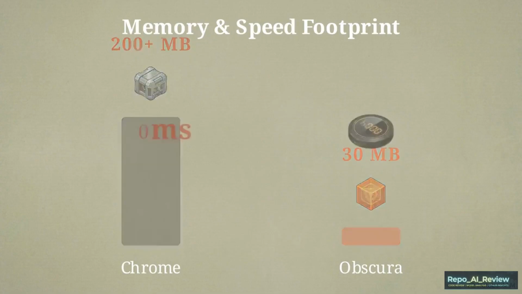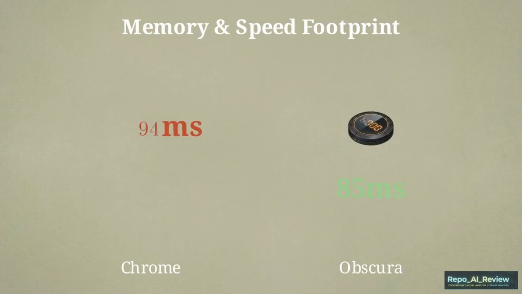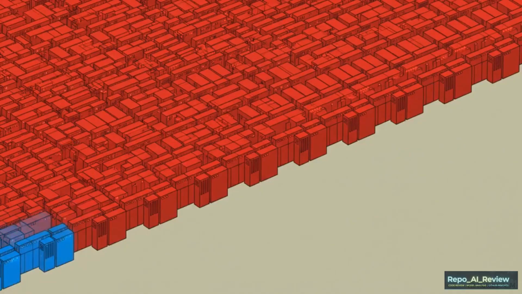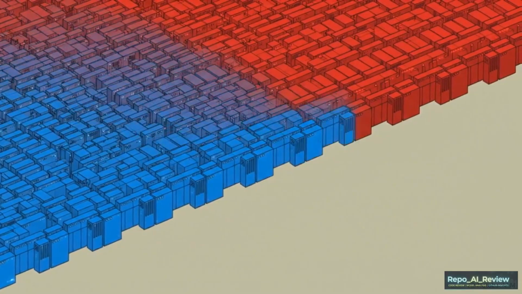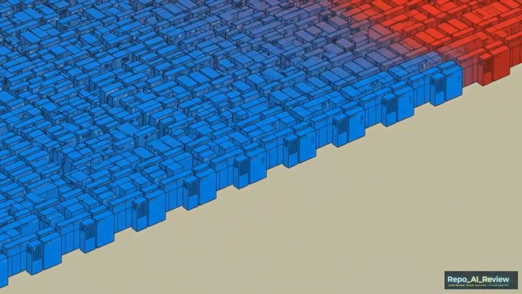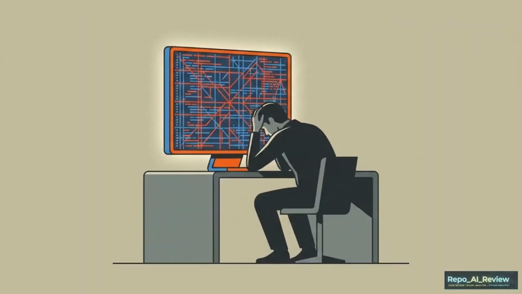This physical efficiency translates to speed. Obscura starts instantly, loading a dynamic, JavaScript-heavy page in 85 milliseconds, compared to the half-second delay of Headless Chrome. Stripping away the rendering bloat means developers can pack 10 times as many concurrent browser instances onto the exact same hardware without crashing.